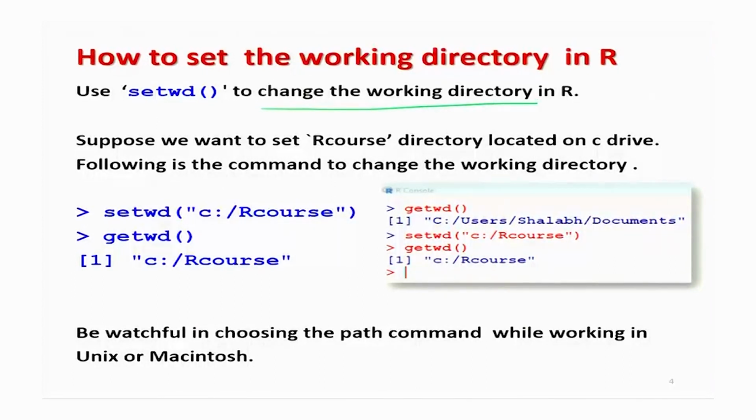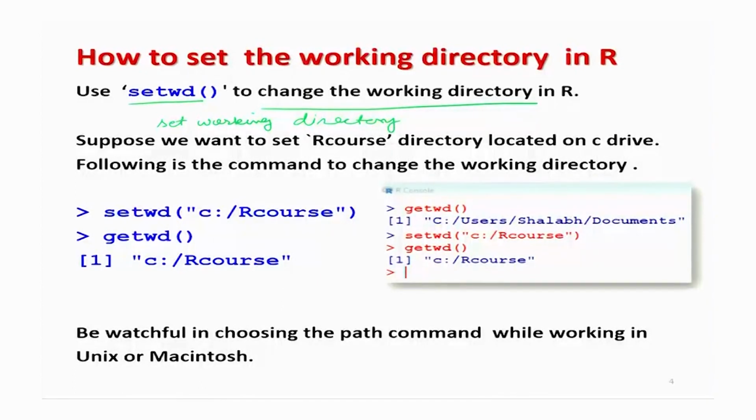So the question is how to get it done. For that we have the command setwd. This means set working directory. After that, all your output will be stored in that particular directory. Your input data will be read from this directory, and whatever you are going to do in the R software will be executed from this directory.